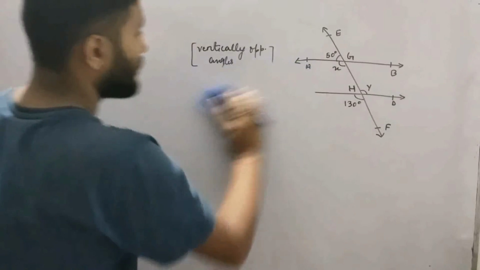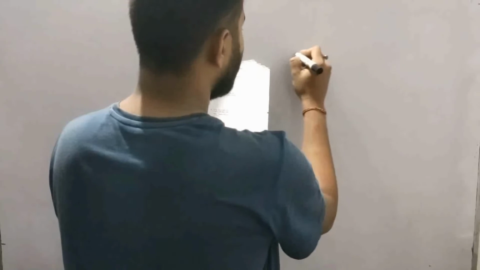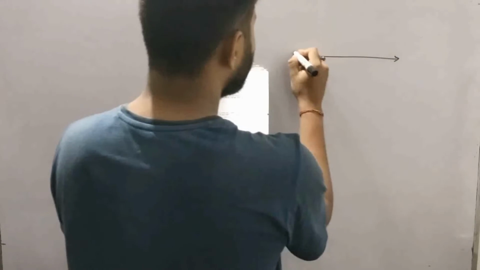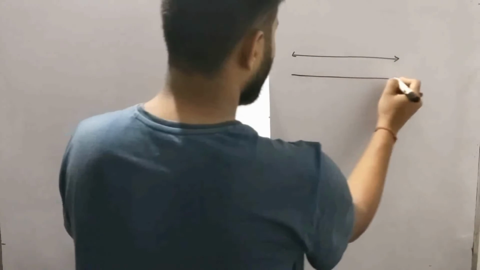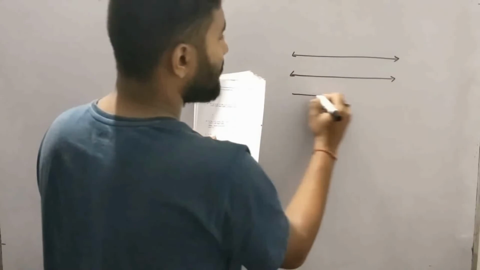Draw the diagram. Move to question number 2. So 3 parallel lines are there, okay. So we have already discussed this diagram.